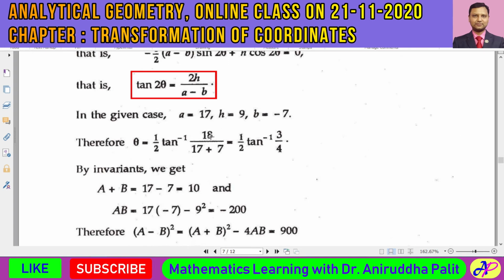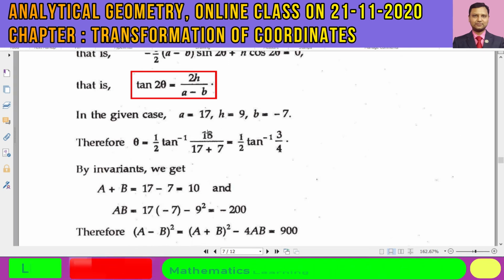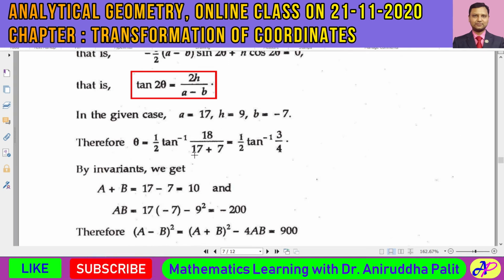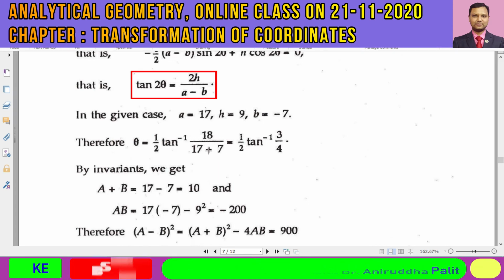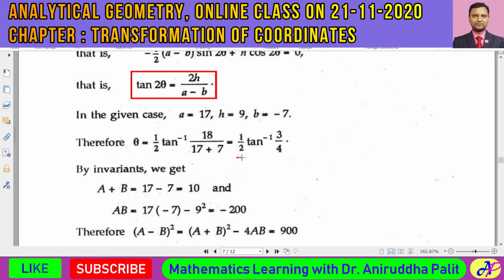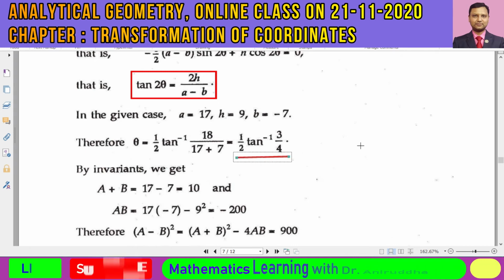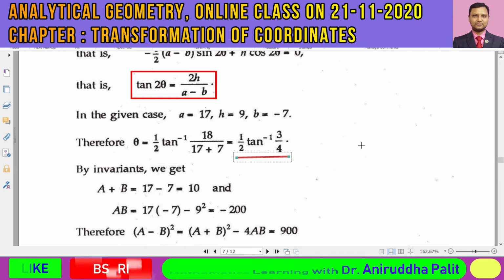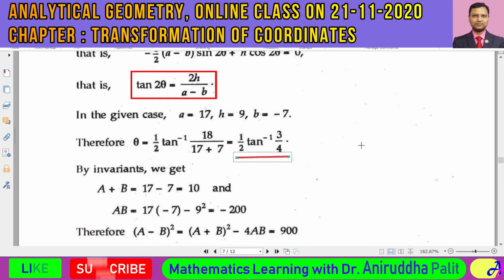So this expression is equal to twice h means 18 divided by a is equal to 17, and minus b means plus 7. So ultimately we have this kind of result, half of tan inverse of 3 by 4. Now one question I would like to ask at this point: can you find the value of theta over here?